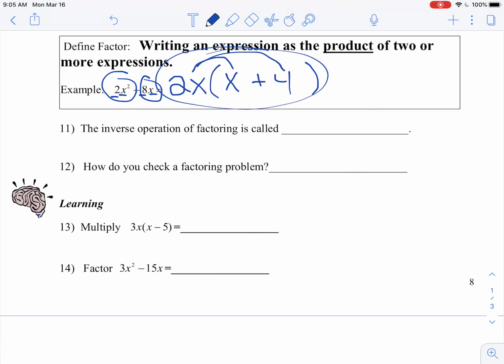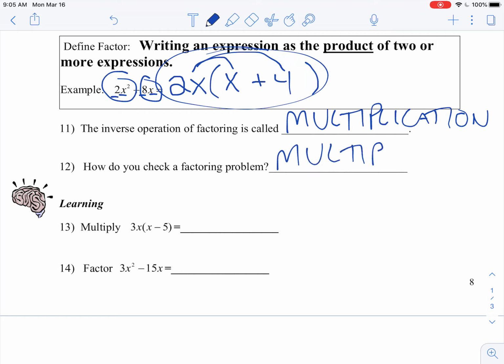The inverse operation of factoring is called multiplication. In these problems, it's specifically distributive property. So how do you check a factoring problem? You just multiply. In all of these problems, you can check by doing distributive property.